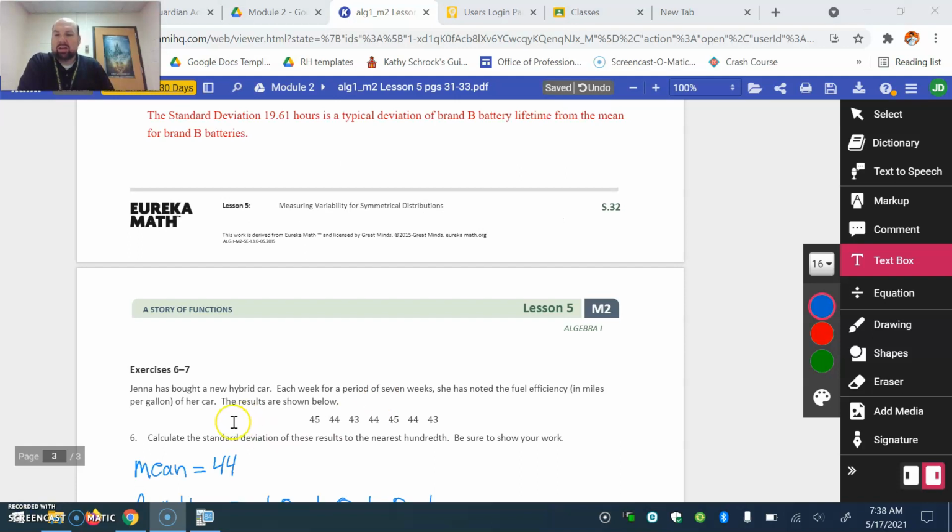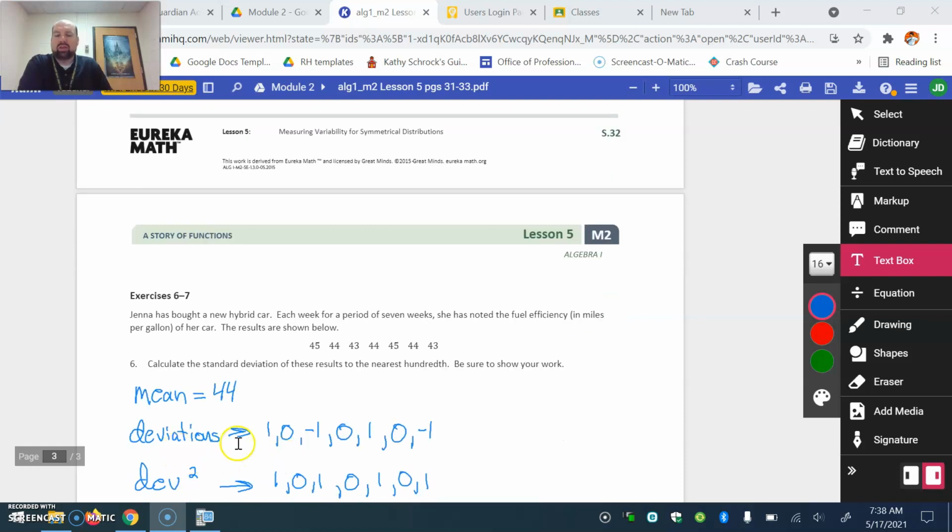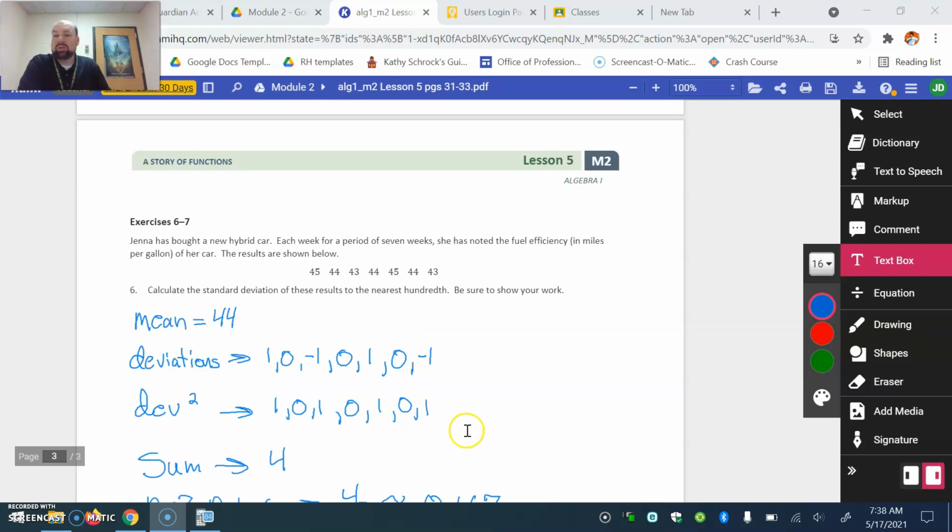Okay, we are back. So first thing for Jenna's hybrid car, we had to calculate the mean. So you add all these up, and there's 1, 2, 3, 4, 5, 6, 7 of them, and divide that total by 7. I got 44. Next, you find the deviations from that. So 45 minus 44 is 1. 44 minus 44 is 0. 43 minus 44, negative 1. 0, 1, 0, negative 1. Kind of some nice numbers to work with here.